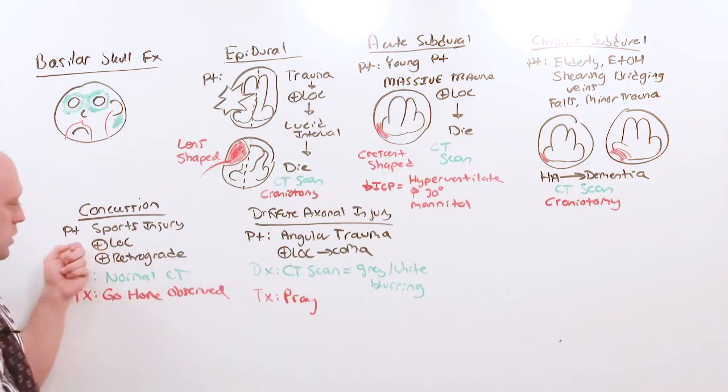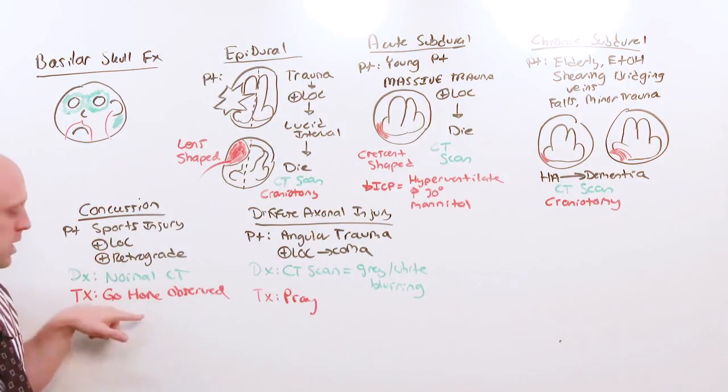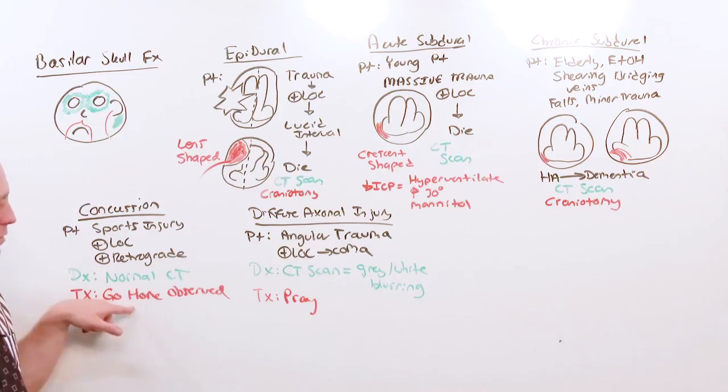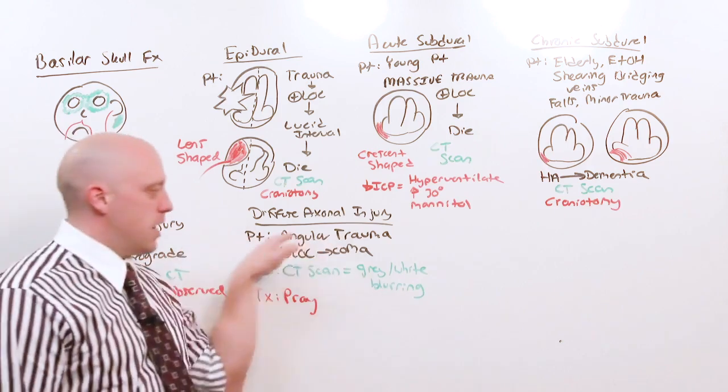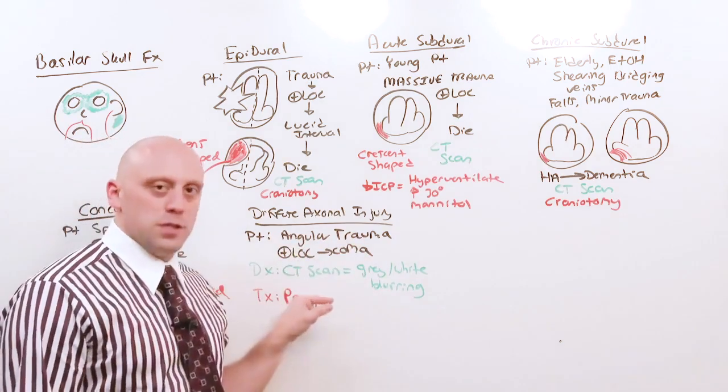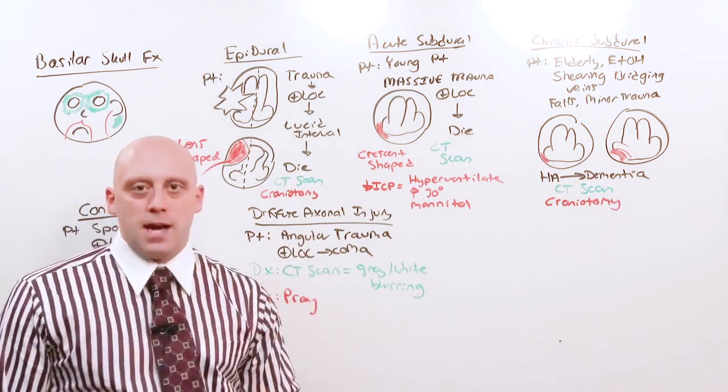Concussion, loss of consciousness with amnesia, normal CT, send them home if their GCS is 15 and their CT scan's normal. And then diffuse axonal injury, recognize the angular trauma leading to the dismal prognosis. That's head trauma.